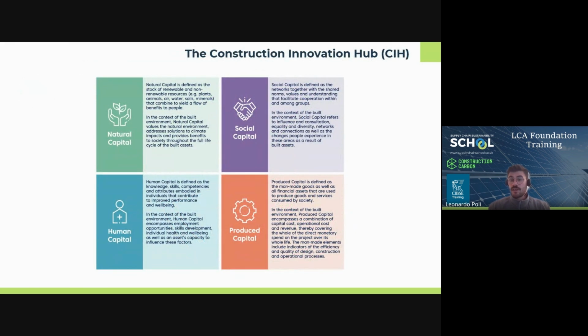The Construction Innovation Hub sets out an approach of how to value projects using a range of metrics other than just money. They've produced a value toolkit, which is a suite of tools to empower clients and policymakers to make value-based procurement decisions that will result in the environmental, social, and economic outcomes they want.